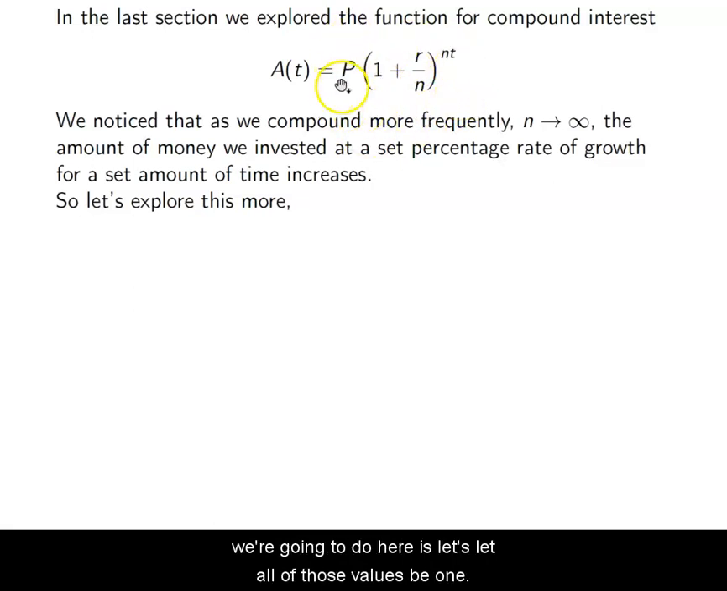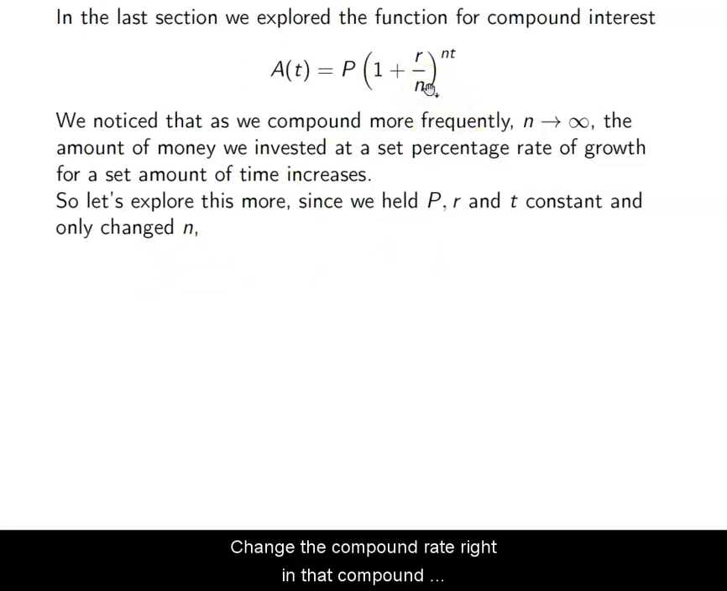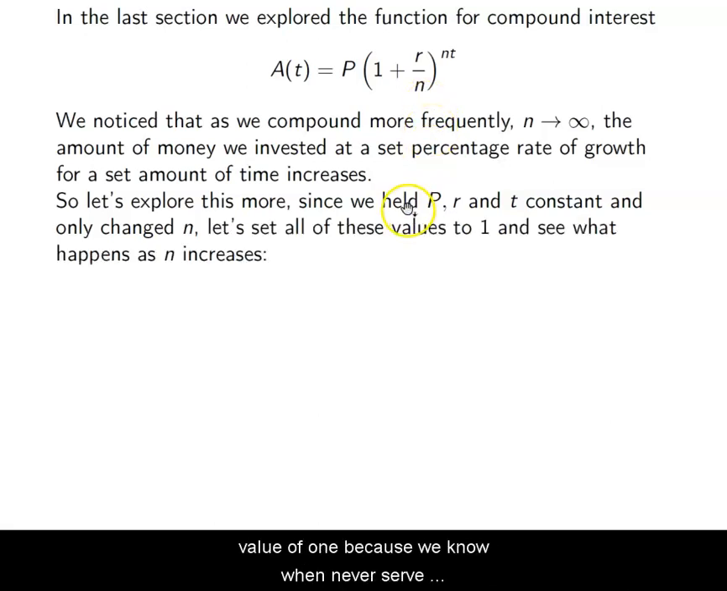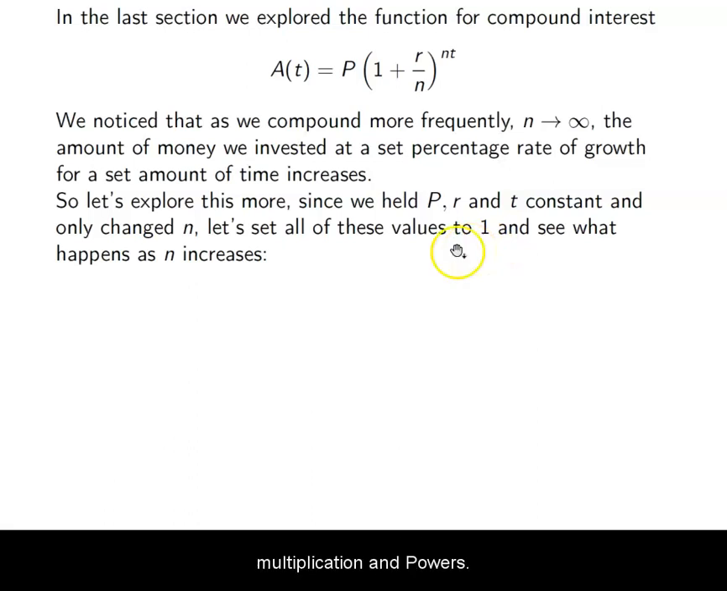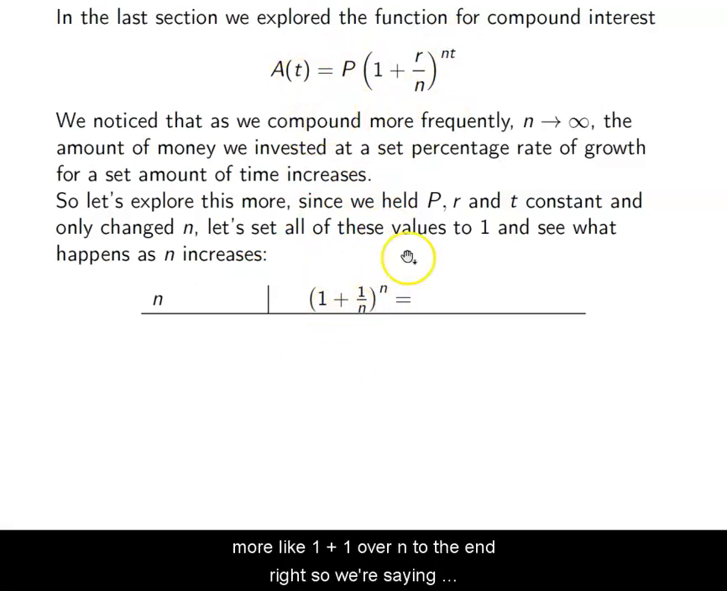what we're going to do here is let all of those values be 1. We held P, R, and T constant before and only changed the compound rate, the compounding amount per year. So we're going to hold P, R, and T fixed at a value of 1, because 1 never affects things when we're doing mathematics, as far as multiplication and powers go. So our formula will look more like 1 plus 1 over n, to the n.